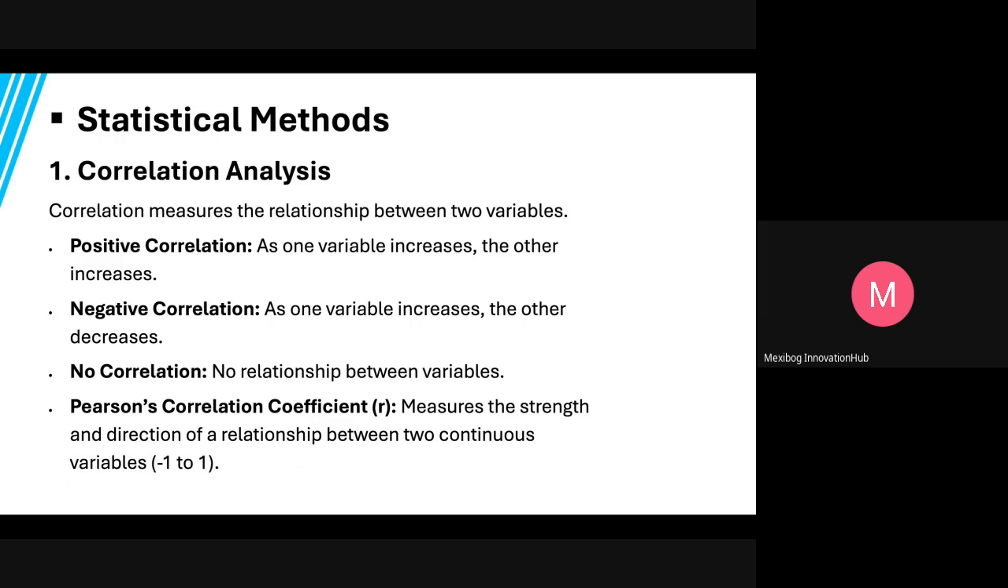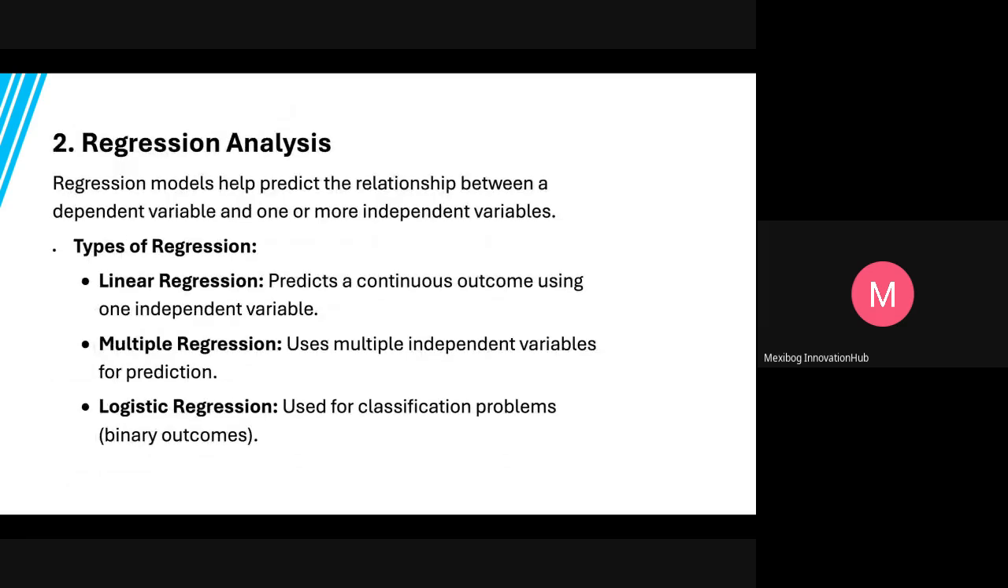Then Pearson's correlation coefficient, which is represented as r, measures the strength and direction of a relationship between two continuous variables. That is between -1 and +1. Then regression analysis. Regression models help predict the relationship between a dependent variable and one or more independent variables. We'll practicalize this when we get to our machine learning aspect.